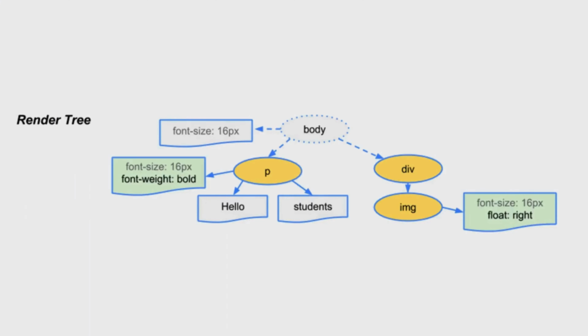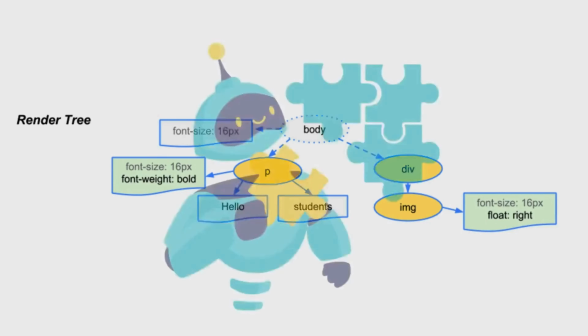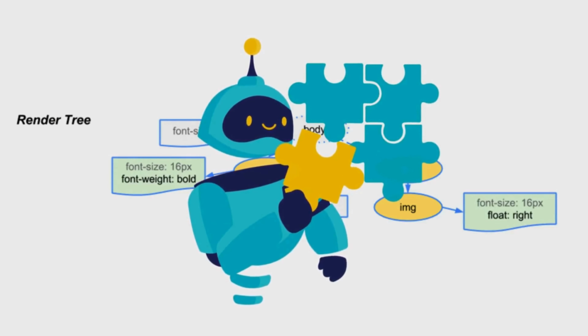Now that we have built the render tree, the browser is ready to start displaying everything on the screen. But before it can do that, it needs to figure out where each element should appear. This process is called layout. During the layout process, the browser calculates the exact position and size of each element on the screen. The browser needs to know exactly where to place each element so that everything fits perfectly. Once the layout process is done, the browser knows exactly where every element should be placed. But we are still not done.